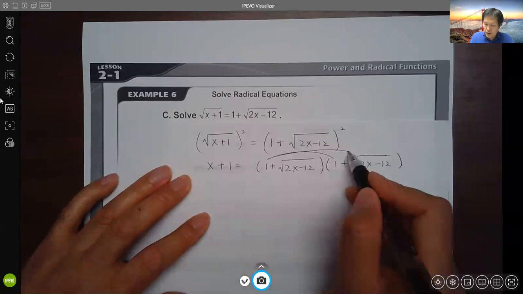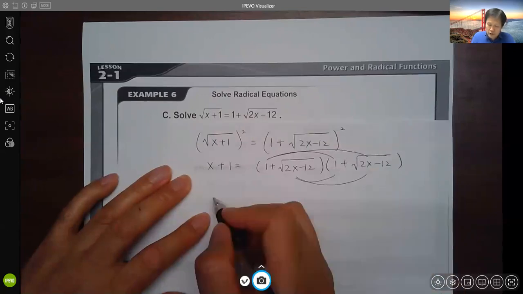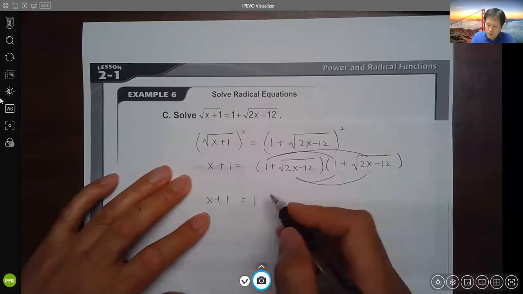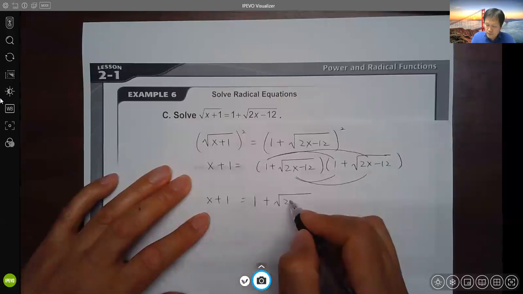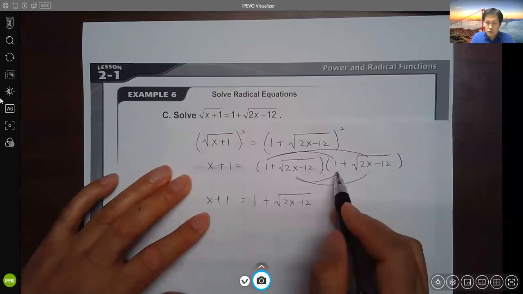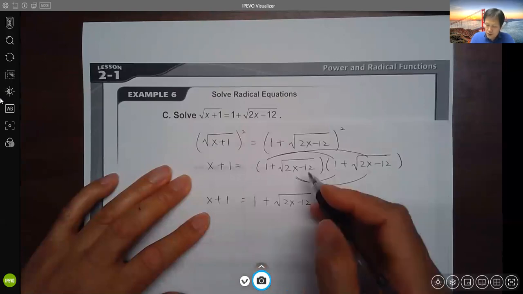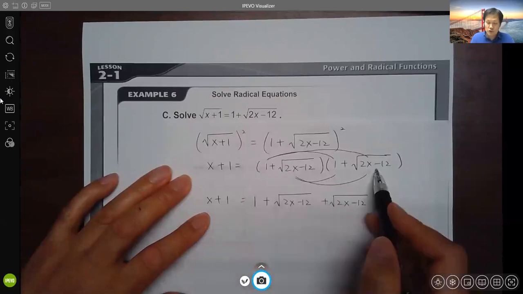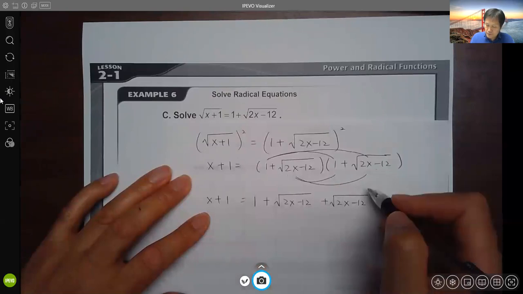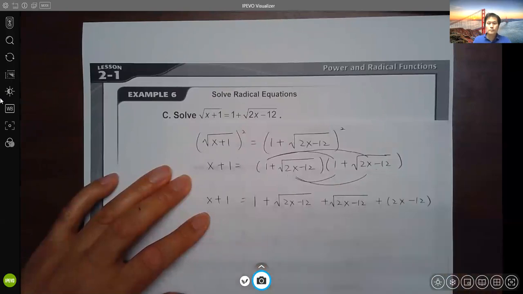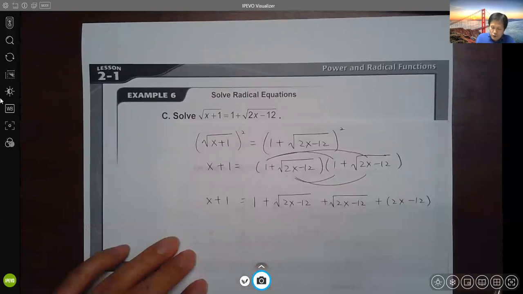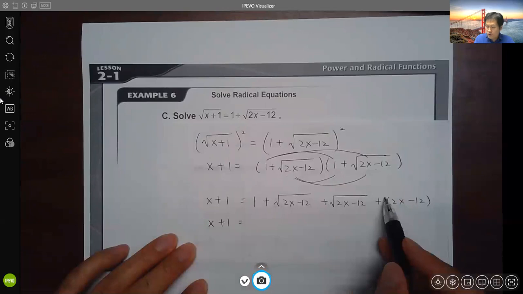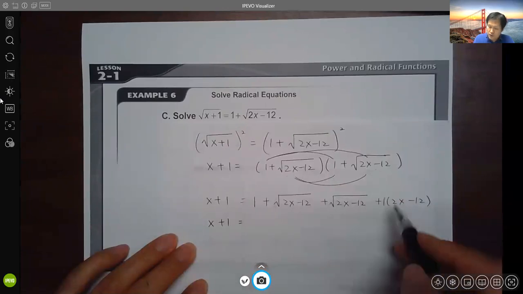Multiply, multiply, multiply, multiply. So 1 times 1 makes 1. 1 times the root, multiplying by 1 doesn't do much. 1 times this root, multiplying by 1 doesn't change anything. Root times root disappears. So you got x plus 1 equal to, in front of a parenthesis there's a 1, so distributing 1 doesn't do much. It's 2x minus 12.